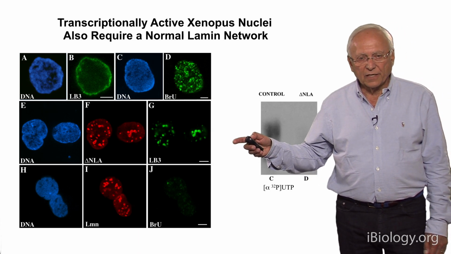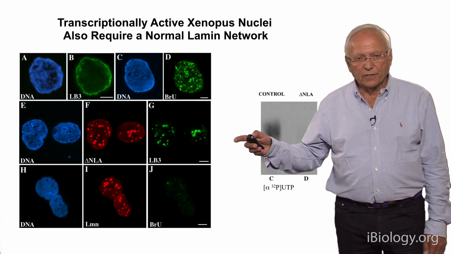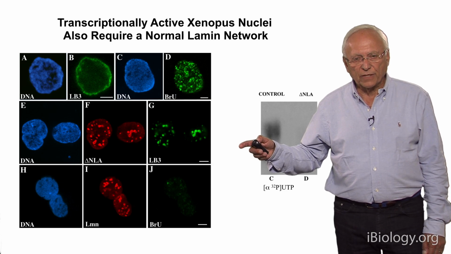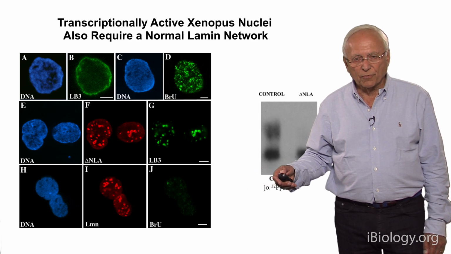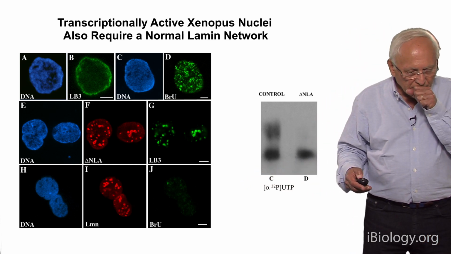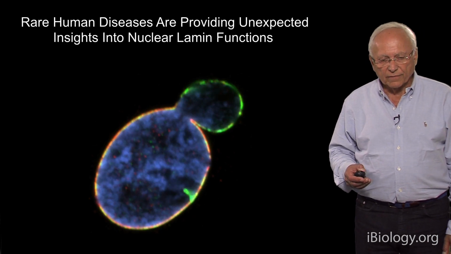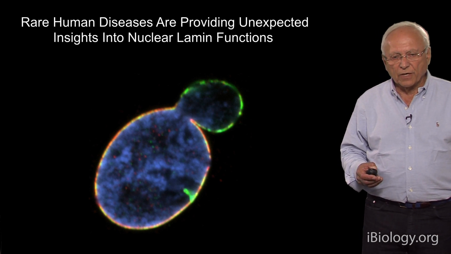But in the case of looking at nuclei, the nuclei that were isolated, you can again show that when delta NLA or delta NLB3 is incorporated into these nuclei in vitro, you get disruption of lamins, and again, lower right shows that BrU is not incorporated. So it looks like transcriptional control of RNA pol II is in some way regulated by a normal lamin network.